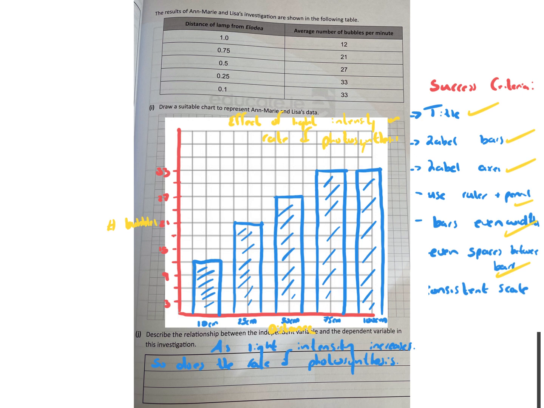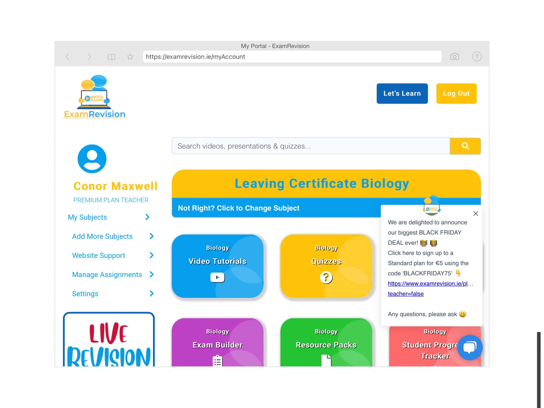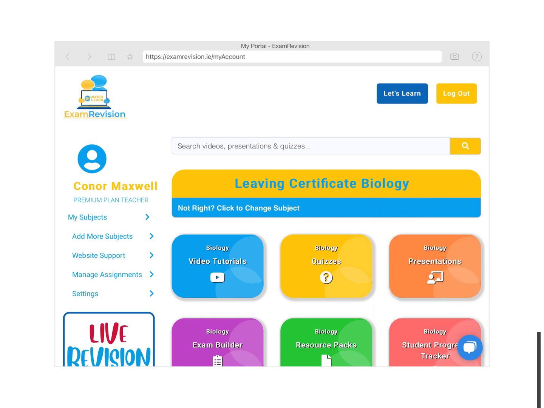And if you're asked, how did you know this was the case? You can say it's because the number of bubbles increased the closer the lamp was to the experiment, or to the LIDEA in this case. So that's everything we need on photosynthesis and respiration.